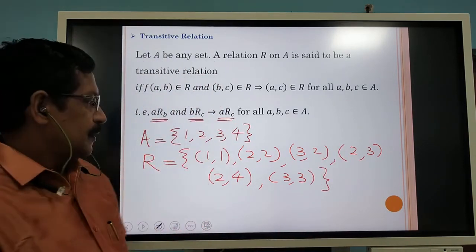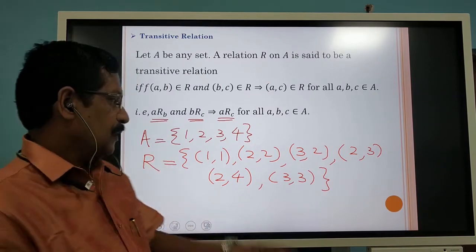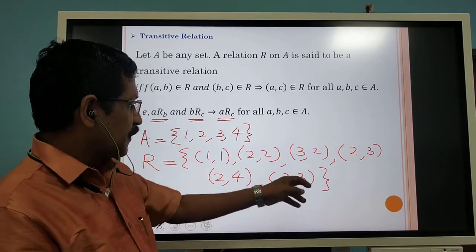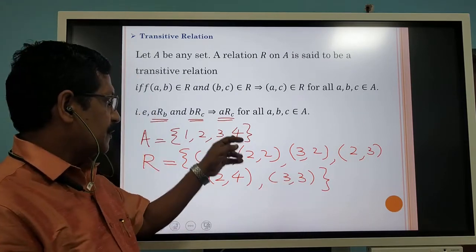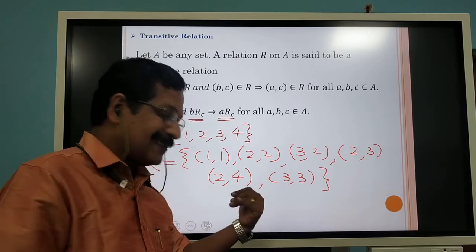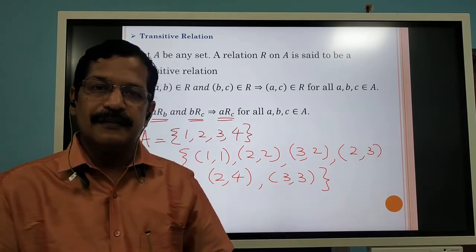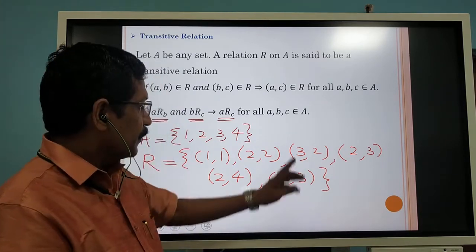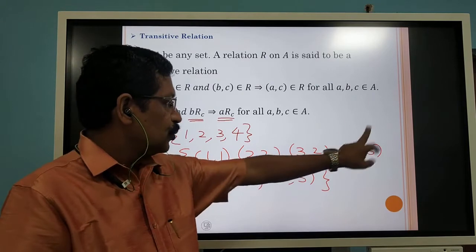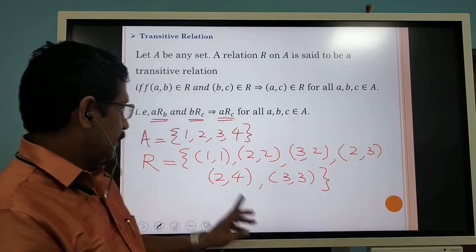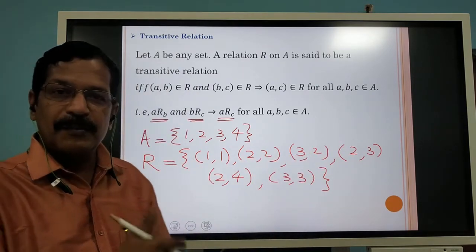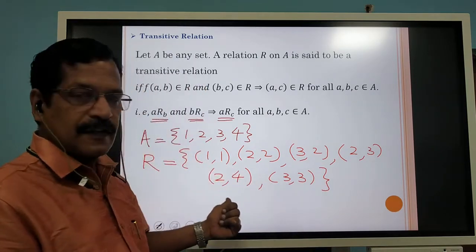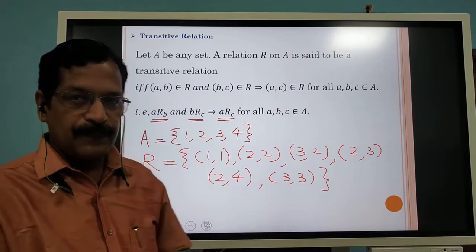So this relation is transitive. Is it reflexive? 1 is related to 1, okay. 2 is related to 2, 3 is related to 3, but 4 is not related to 4 under this relation. So it is not reflexive. Is it symmetric? 3 is related to 2, so 2 is related to 3, okay. 2 is related to 4, but 4 is not related to 2, so it is not symmetric. So this relation is transitive only.